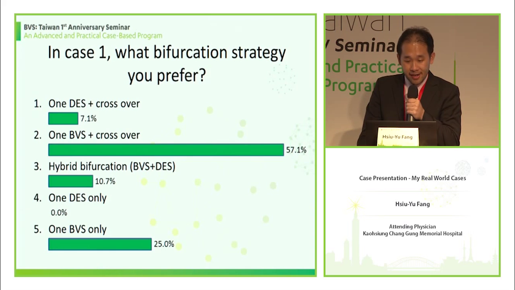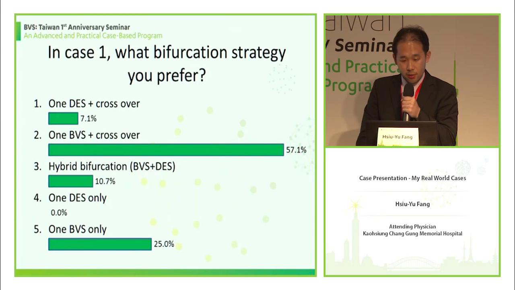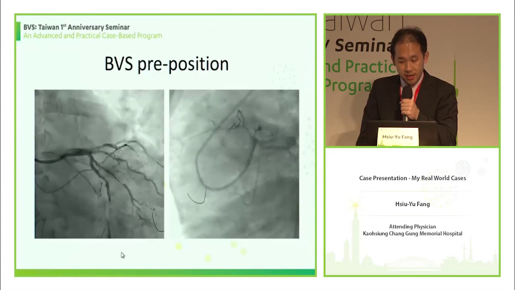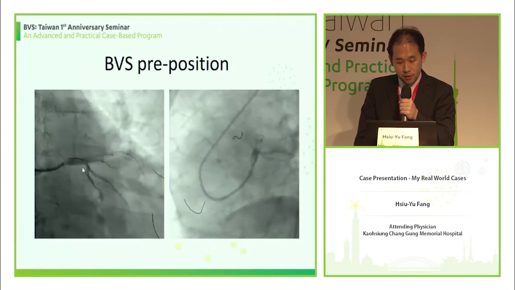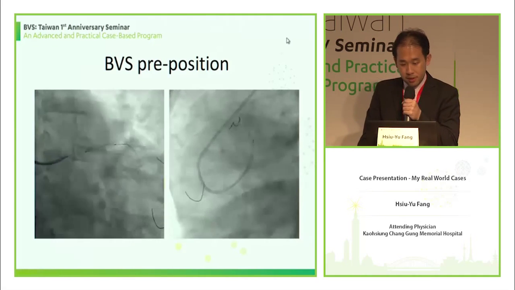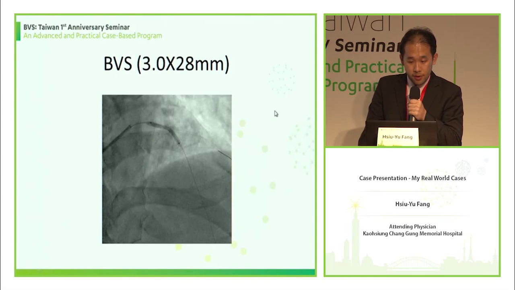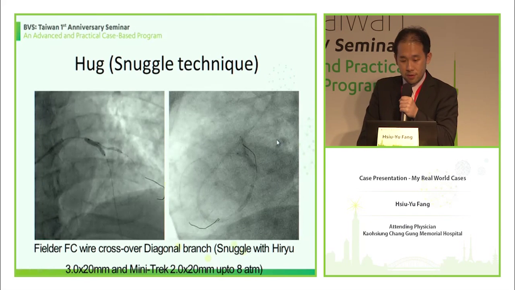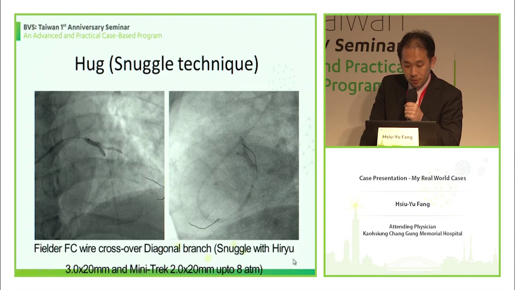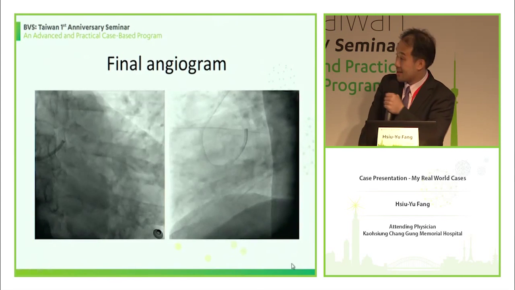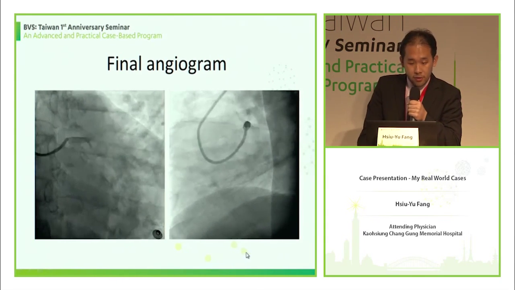We have pre-dilated the diagonal first. So now we position the BVS stent, and we decided to put the BVS from the lesion to near the osteo, just at the osteo or a little bit protruding, with a BVS 3.0 by 28. After that, we use a filter wire to cross over the diagonal branch with the snuggling technique, the hug technique, with the 3.0 balloon and the Mini Trek 2.0 up to 8 atmospheres simultaneously. And this is the final angiogram.